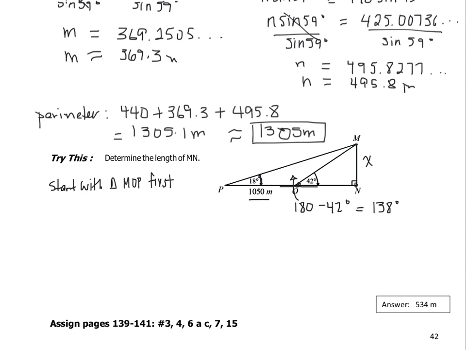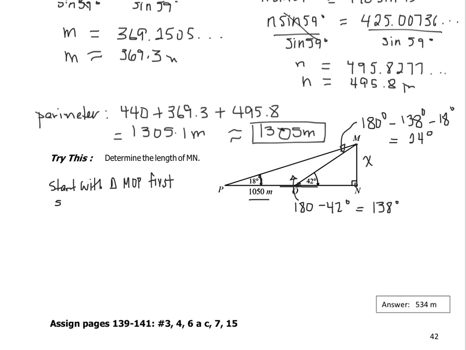And then you can figure out this angle, because if you know that this is 18, angle P is 18, and the one we just found is 138, then they all are angles in a triangle. So 180 minus the 138 minus the 18 would leave you with an angle of 24 degrees. So we've got three angles and one side in triangle MOP. So if we start with that angle, we can use the law of sines.